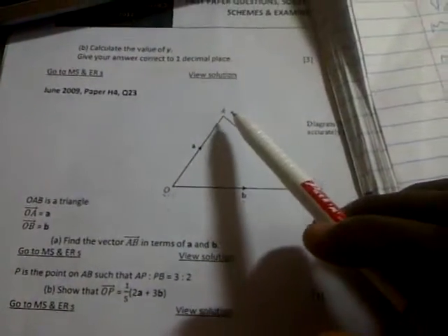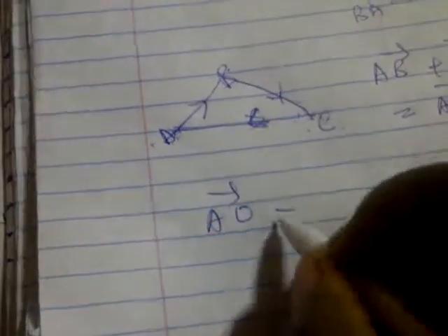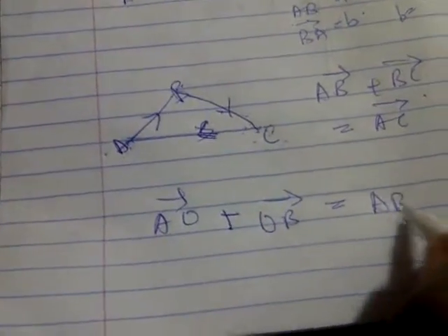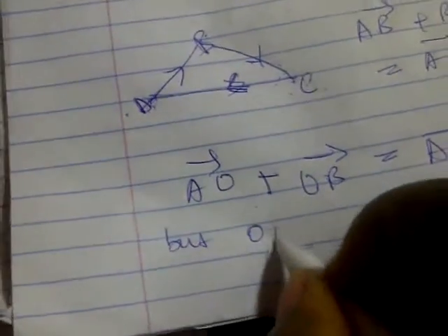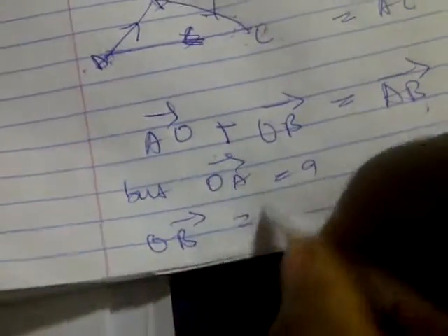It's more like saying, which other way can we get to B from A? The other way is just to go from A to O, then O to B. From what we were taught earlier, it's vector AO plus vector OB. That will give us vector AB, and it's this vector that we're looking for. But ordinarily we're given that vector OA is A and vector OB is B.